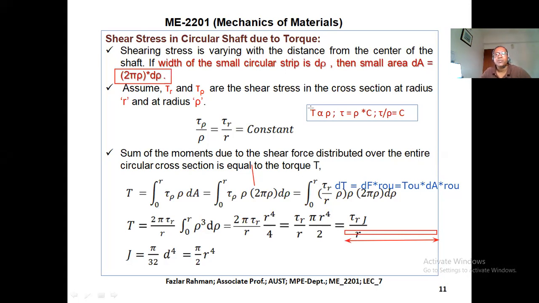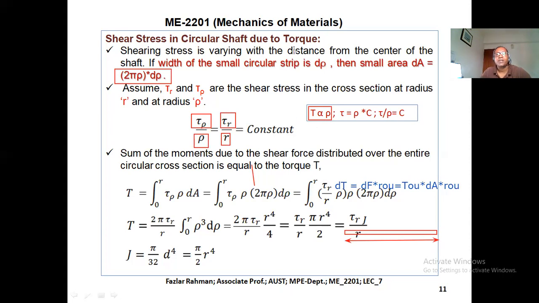The other thing, we know that tau is directly proportional to rho. If radius is 0, tau is 0. Radius increases, tau increases. So tau is proportional to rho. From here, you can say tau equals rho into some constant. That means tau by rho is constant. So if at the outer fiber the radius is r, the shear stress is tau r. And at the radius rho, the shear stress will be tau rho. Always the ratio will be constant.